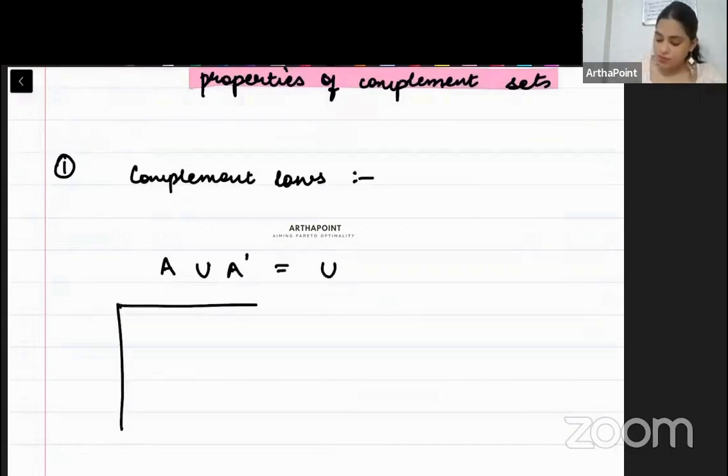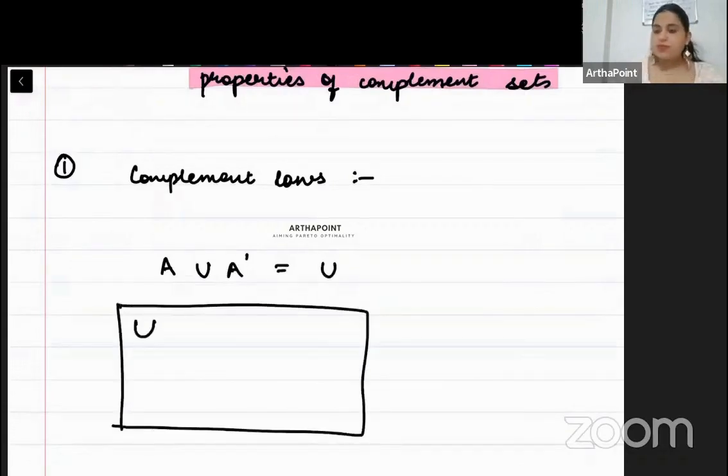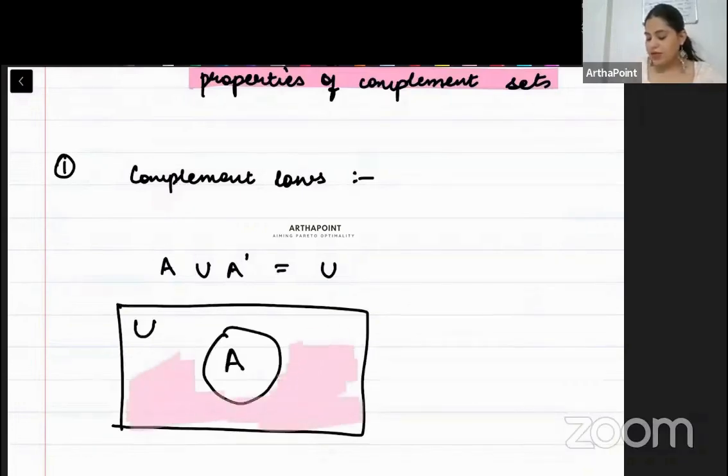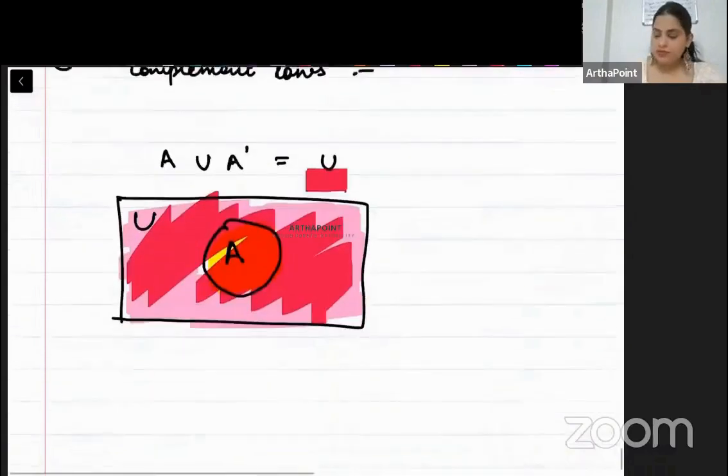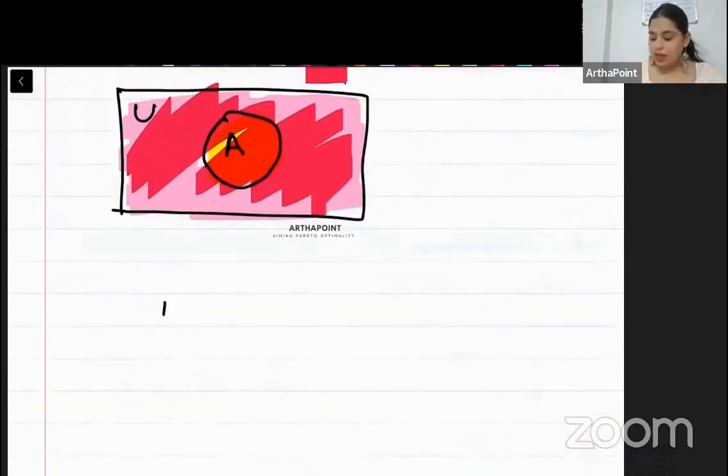ध्यान से समझो बेटा, this is universe, this is A. What will be complement of A? Anything other than A. This is A complement. Now, if I do union of A with A complement, won't I simply get everything here? That means I will get the universe, right? Second law. A intersection A complement is null.